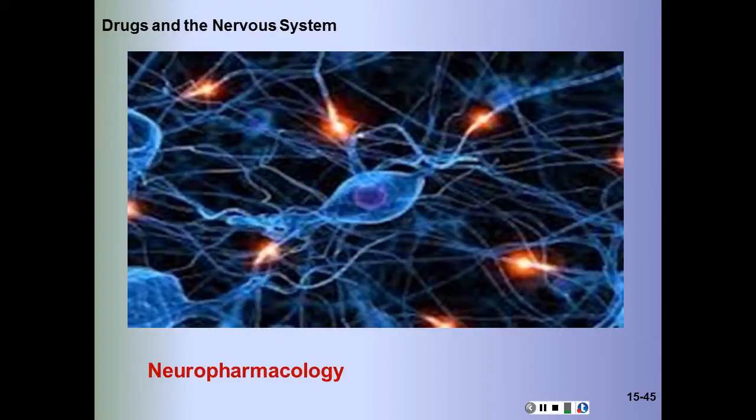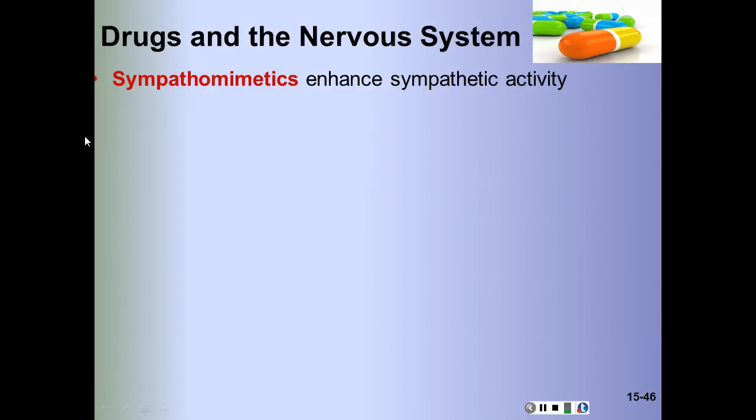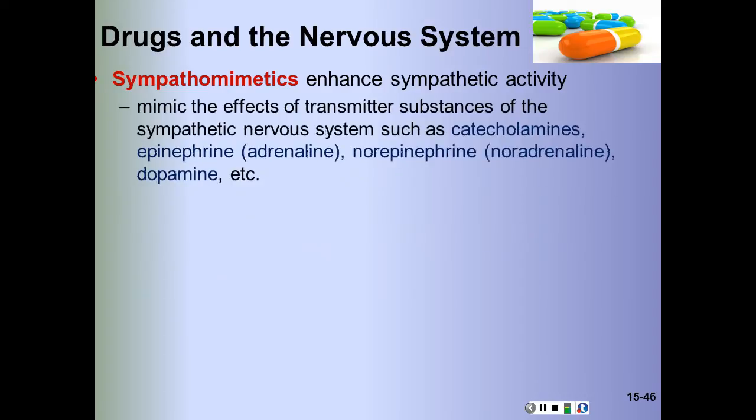So here we're going to just touch on neuropharmacology. What is neuropharmacology? The study of drug effects on the nervous system. Now we have the, sorry for my pronunciation, sympathomimetics. It enhances the sympathetic activity.